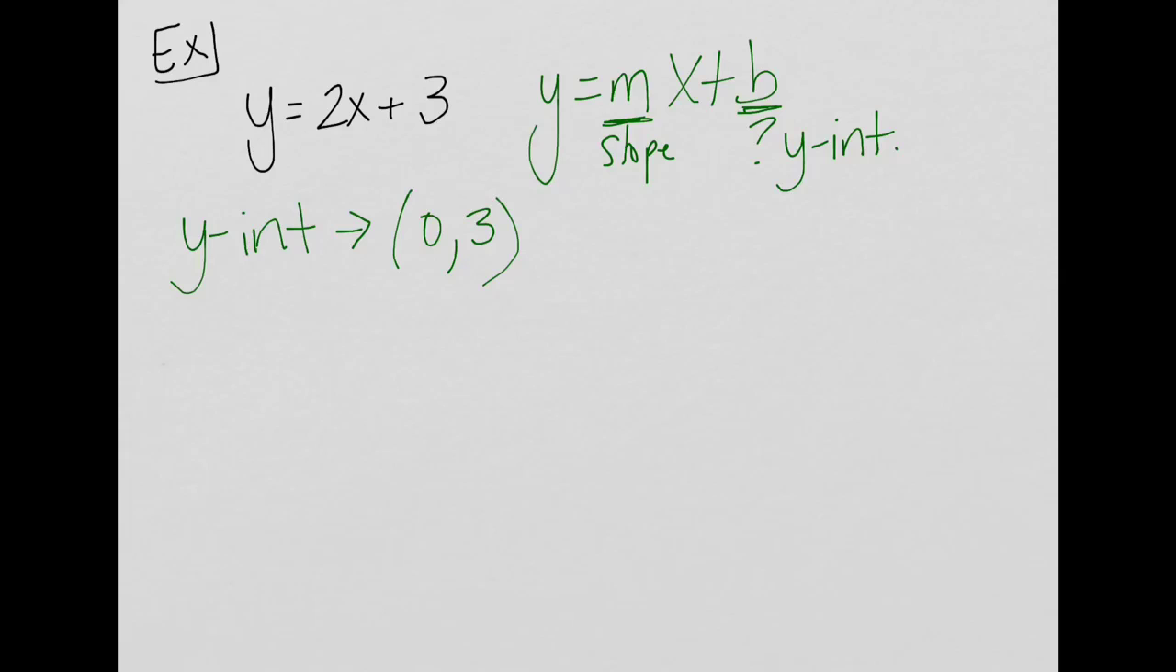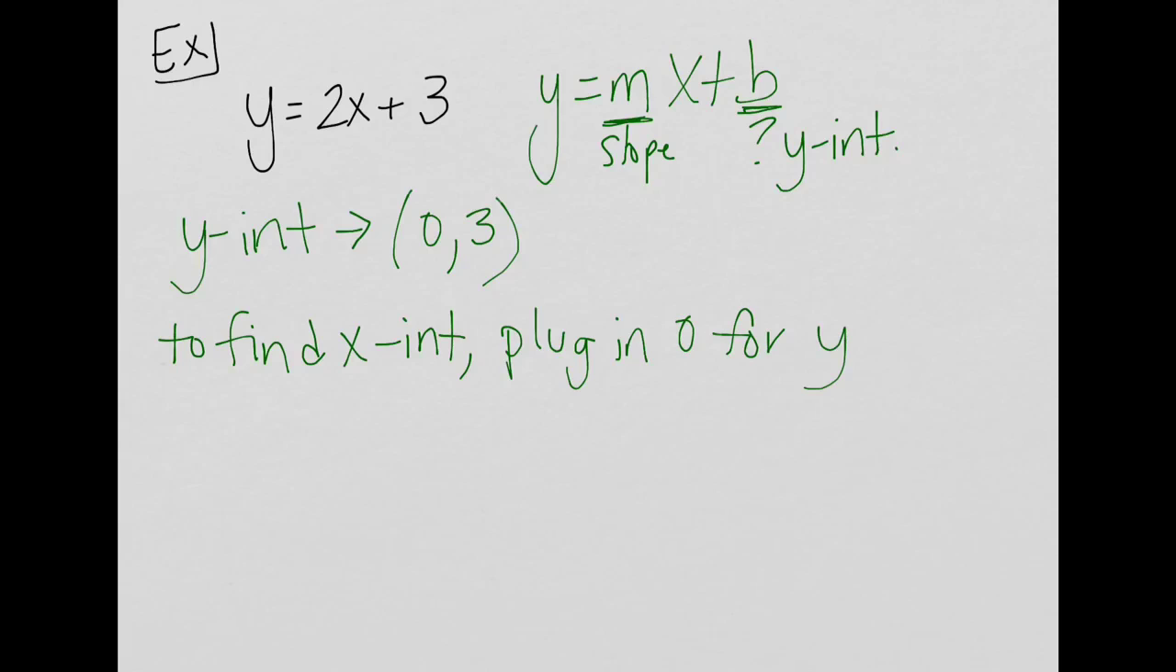Now, it's not explicitly stated what the x-intercept is, but remember, if I want to find the x-intercept, I'm going to plug in 0 for the opposite letter, for y. Alright, so let's do that. We're going to put 0 in for y. And now we just got to go solve for x, solve an equation like we've talked about.